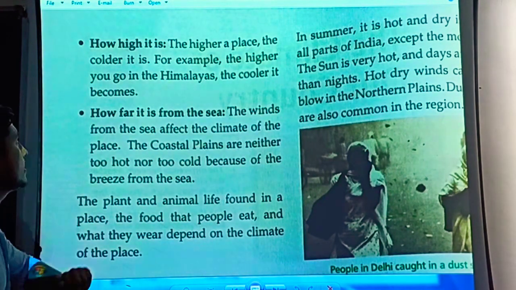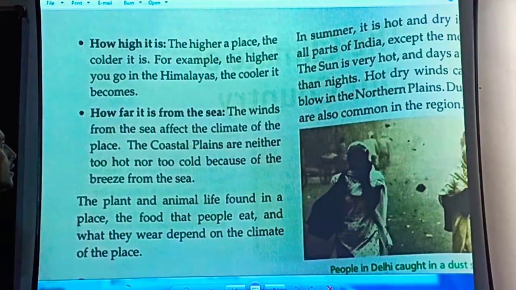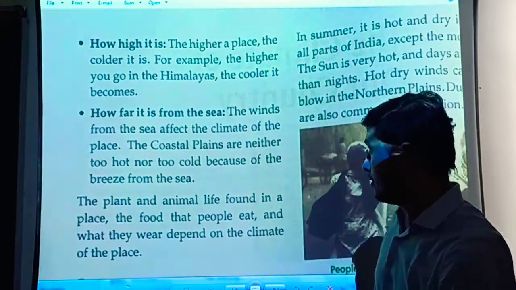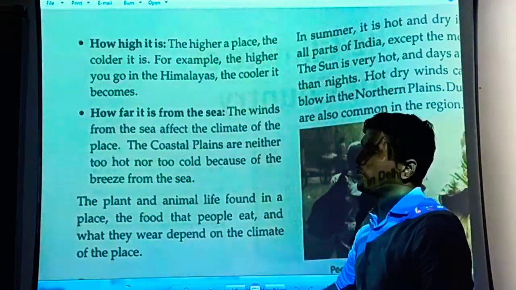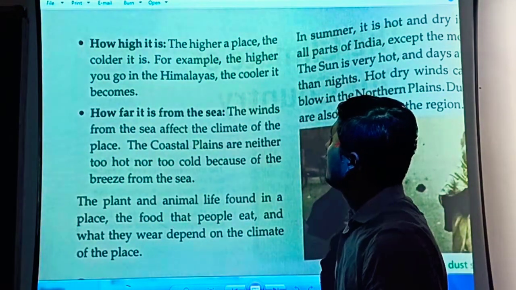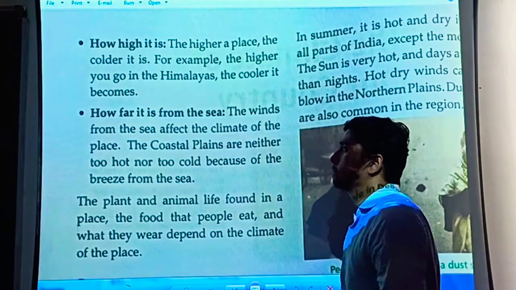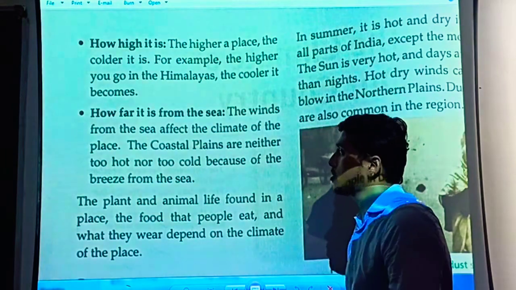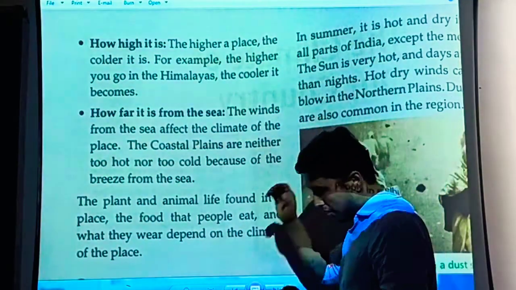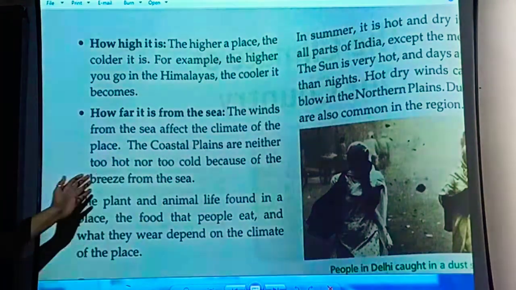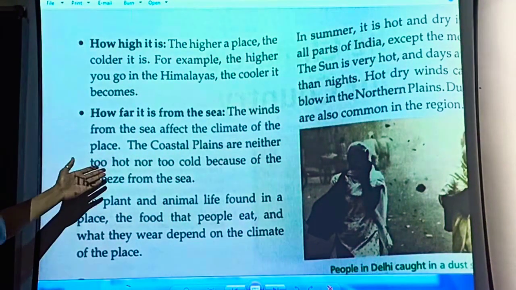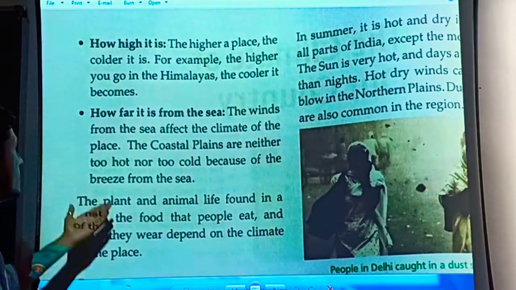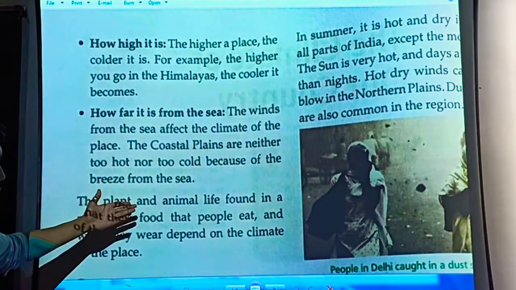Okay, so we have discussed height. Let's talk about how far it is from the sea. The climate of a place depends upon the distance from the sea as well. The winds from the sea affect the climate of a place a lot. The coastal plains are neither too hot nor too cold because of the breeze from the sea. The breezes coming from the sea toward the coastal plains make those places have a moderate climate, meaning not too hot or too cold.